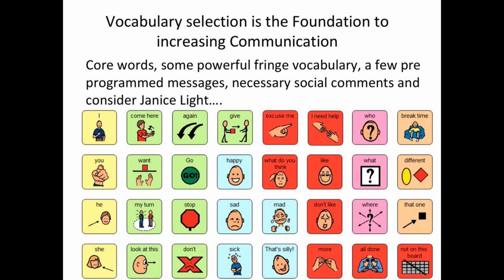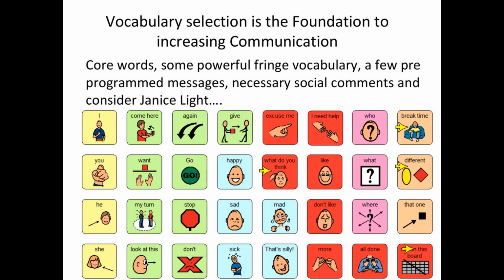I'm going to say use some powerful fringe vocabulary. For example, in this communication device, we have a word that is break time, something different. These are kind of fringe vocabulary, but this student needed to request frequent breaks, so having one picture to say that was very helpful. I'm also going to say to have some of those pre-programmed messages, such as, what do you think? Once again, that is there to increase socialization, not necessarily ask for somebody's opinion. And then down here I have not on this board. That's one of those strategic Janice Light operations or Janice Light competencies, so that you can say, I have a word I want to say, but it's not on this board.